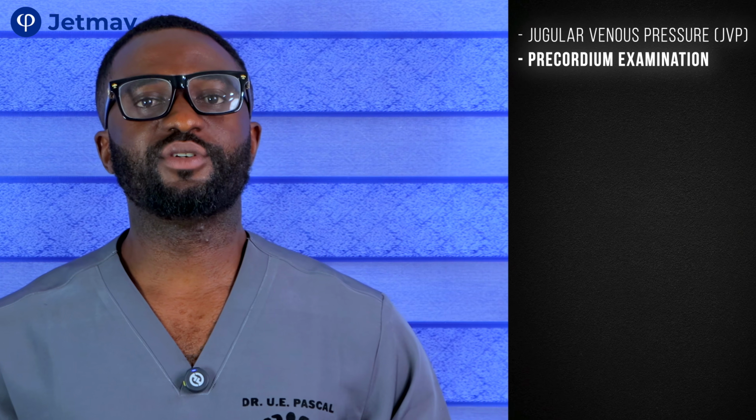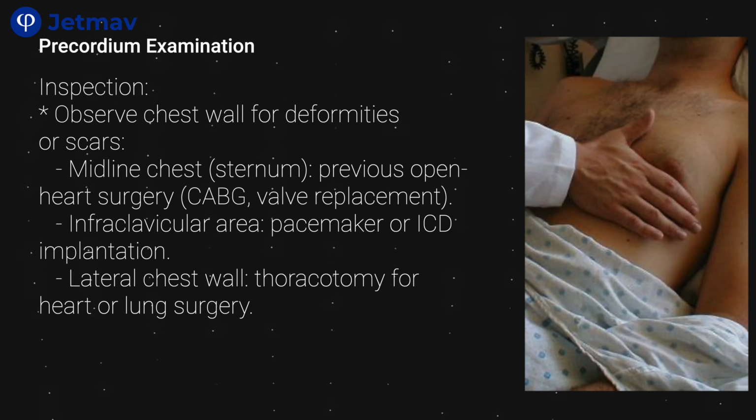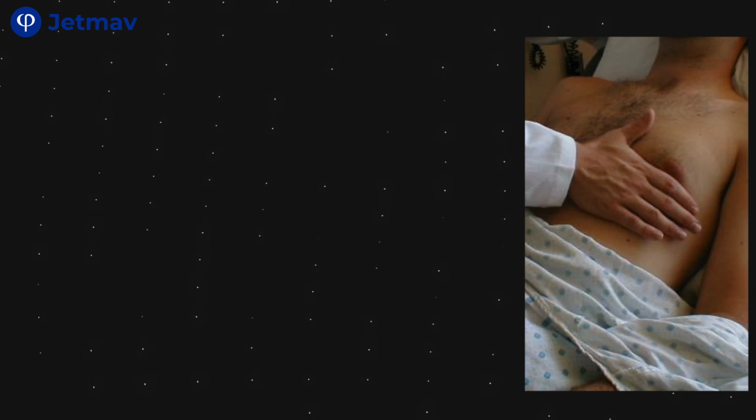Then another important part now is examination of the precordium. Just like I already classified, we are examining the precordium now. So you observe the chest for any deformity, for any scar. Some common scars you can find: a midline scar at the sternum, which might suggest a previous open heart surgery. Then you can also find an infraclavicular scar. This is where you apply a pacemaker or ICD implantation. Among other scars you can look for, you can also see a lateral chest wall scar, which might indicate thoracostomy.